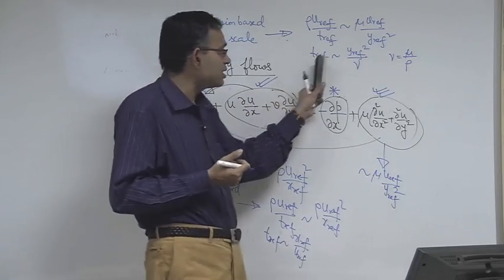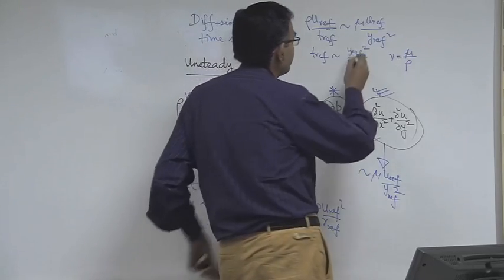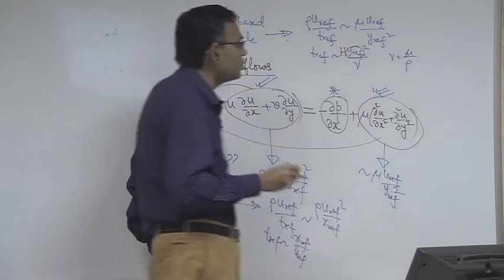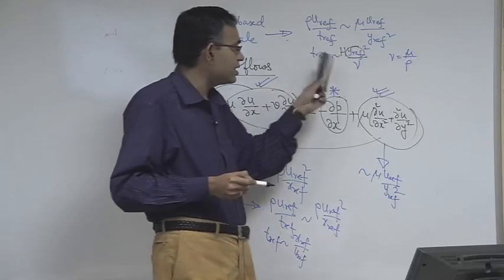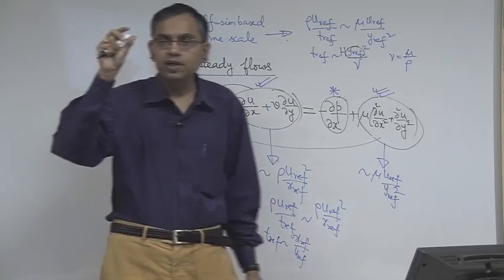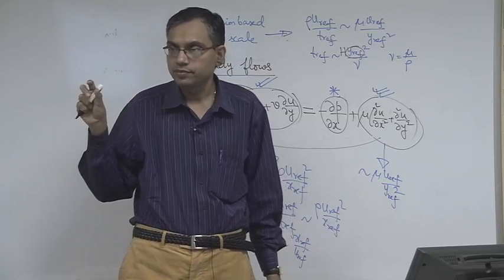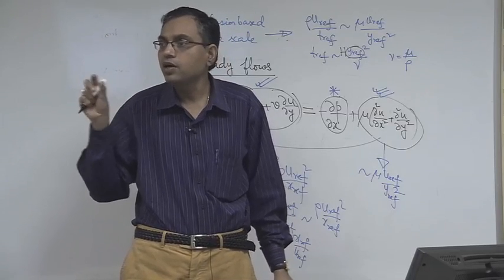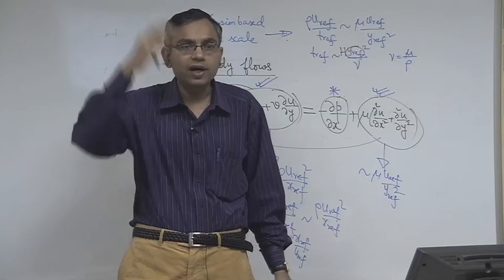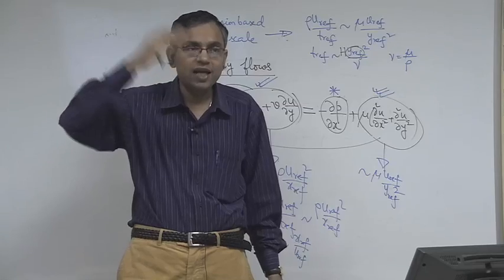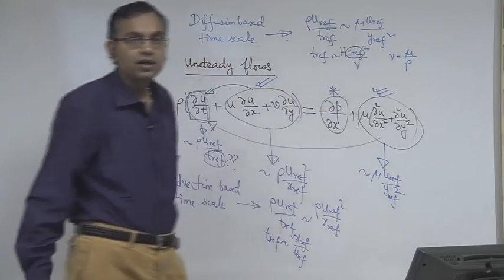So you can see that this T reference, so if, for example, Y reference is equal to H, then this is called as the diffusion based time scale H square by nu. So this T reference is the time required by the momentum disturbance to diffuse by a distance H. That is the physical meaning of this characteristic time. That is, if you allow the disturbance to propagate, then the characteristic time that it takes to diffuse is H square by nu.